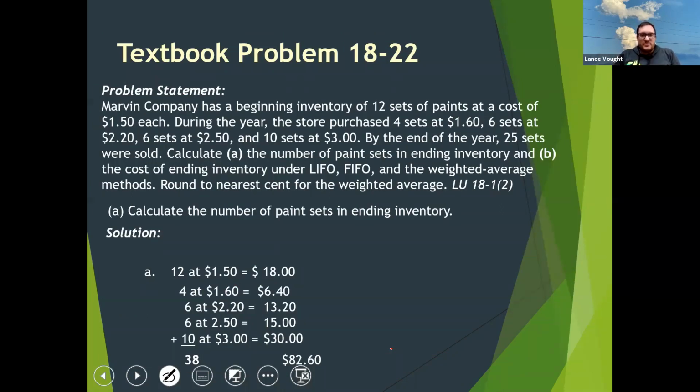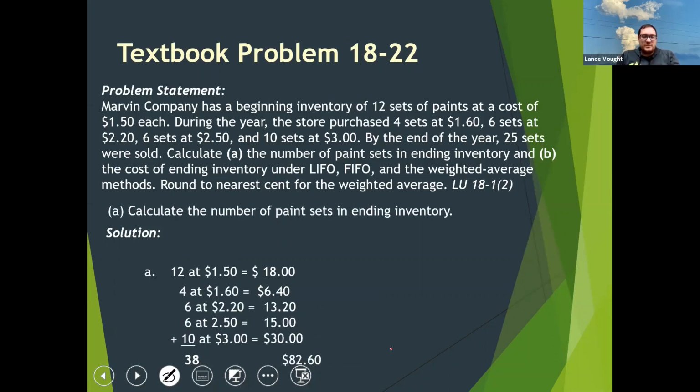Question 22 says, Marvin Company has a beginning inventory of 12 sets of paint at a cost of $1.50. During the year, the store purchased 4 sets at $1.60, 6 sets at $2.20, 6 sets at $2.50, and 10 sets at $3. By the end of the year, 25 sets were sold. The question then is, first calculate the number of paint sets in inventory, and then calculate the cost of ending inventory under LIFO, FIFO, and the weighted average methods. Round to the nearest cent. So the first step is to calculate the number of paint sets in ending inventory.